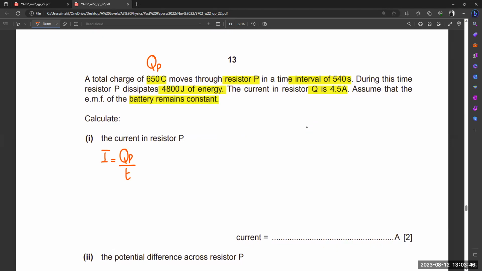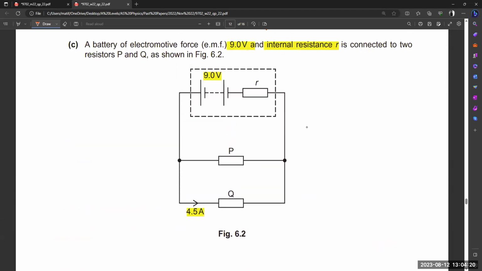But we know that time is given and charges are given. So it is easy to find out the answer. Because 650 is the charge in coulomb, time is 540. So you will simply get the answer, which will be equal to 650 divided by 540, 1.2. So it means that we are getting a current of 1.2. Let's mark it over here.